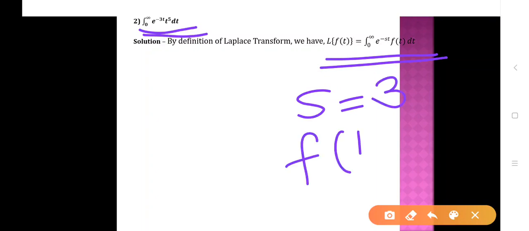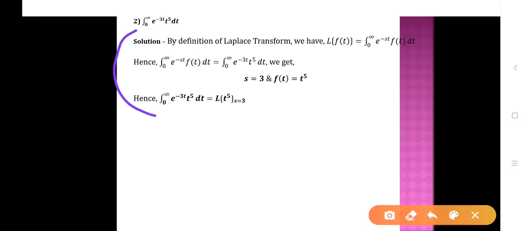So comparing the given integration with this standard form, you can easily identify the value of s, that is 3, and the function of t is nothing but the algebraic term t raised to 5. Okay, the next step, the comparison. It gives us s equal to 3 and function as t raised to 5. So obviously we have to find here Laplace of t raised to 5. So the given integration is nothing but the Laplace transform of t raised to 5, where the value of s is 3. So first you have to find the Laplace transform of t raised to 5.